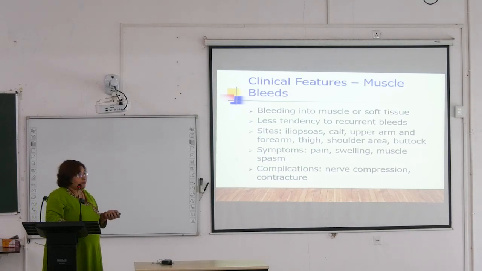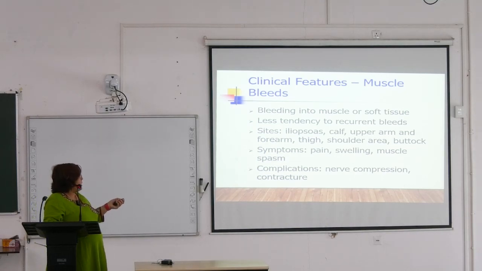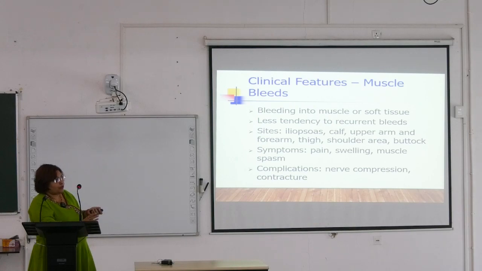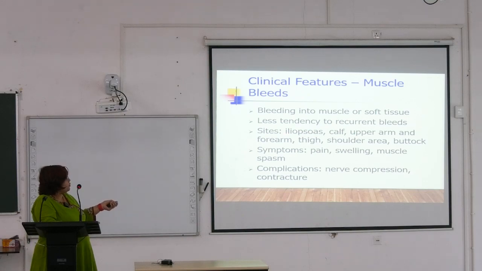Now, the joint is not the only space where bleeding occurs. Bleeding also occurs in the muscle or soft tissue, but muscle and soft tissue bleeds are much less common than joint bleeding. The most common sites of muscular bleeding are the iliopsoas, calf, upper arm and forearm, thigh, the shoulder area and buttocks. Bleeding in the muscles causes pain, swelling and muscle spasms. If the bleeding is more and there is formation of hematoma within the muscles, there will be nerve compression and contracture of the muscles.